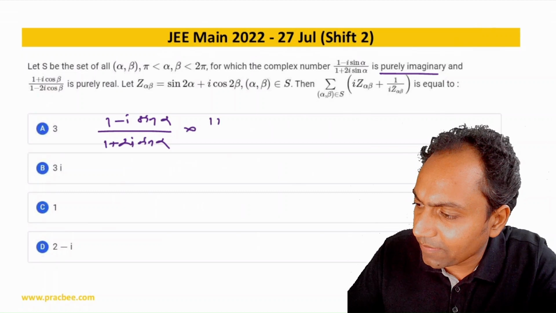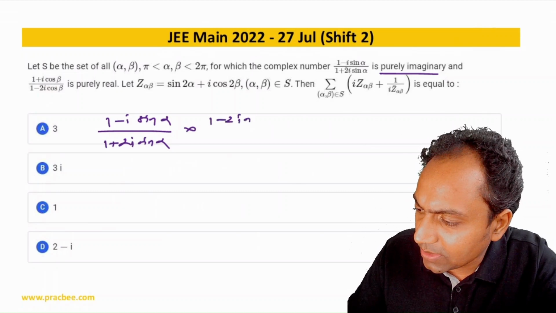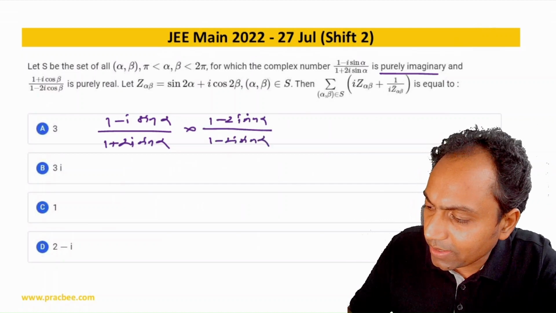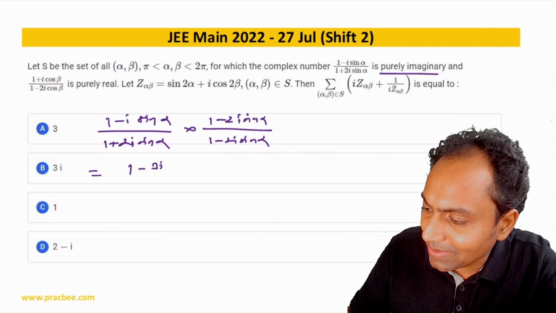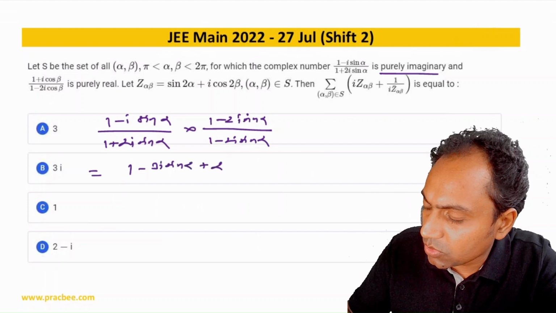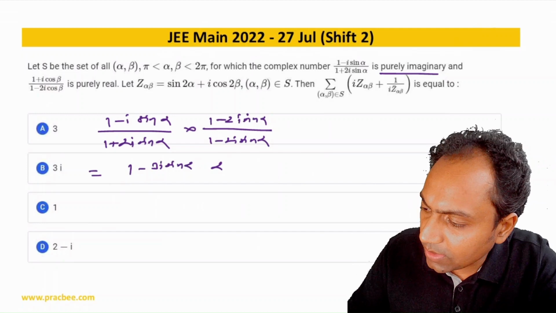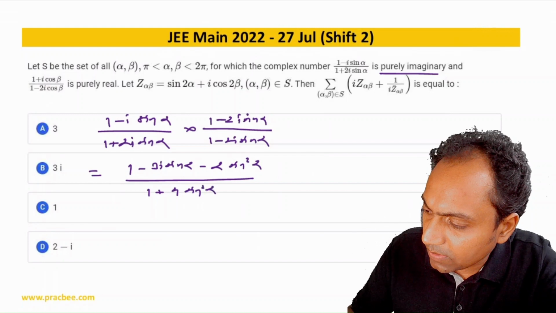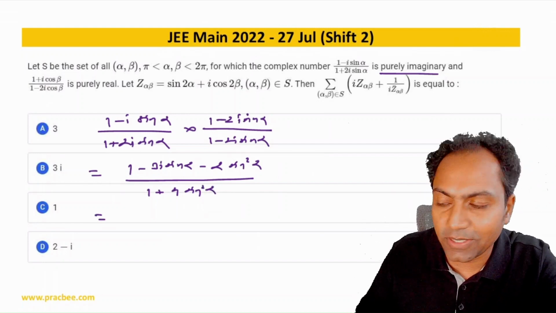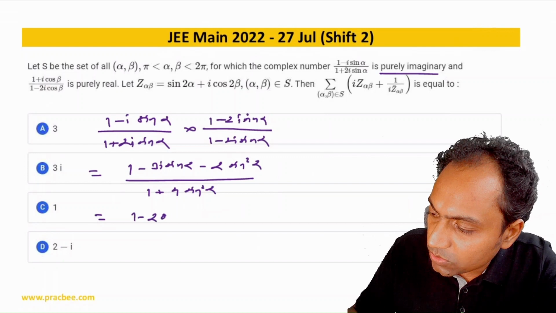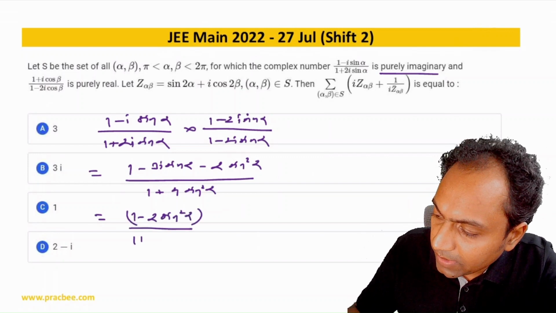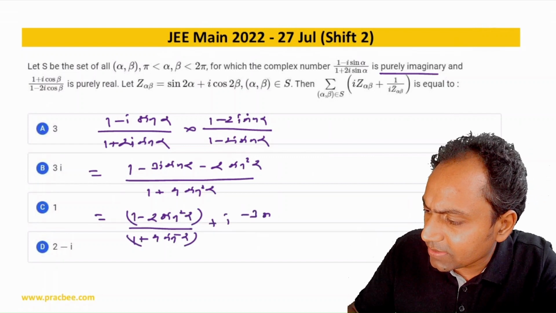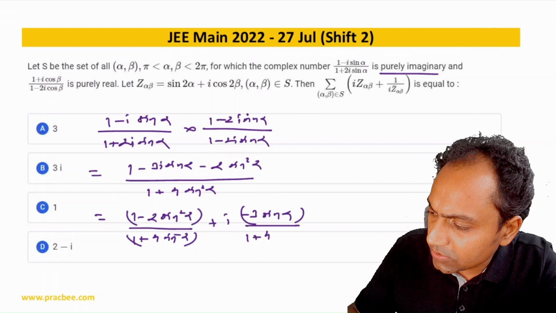So if I multiply and divide by its conjugate, that is 1 minus 2i sine alpha, what I get for the first complex number in the numerator is 1 minus 3i sine alpha minus 2 sine square alpha. And in the denominator, I'm going to get 1 plus 4 sine square alpha. So if I split it into real and imaginary parts, you can see that the real part is 1 minus 2 sine square alpha by 1 plus 4 sine square alpha. And then there is the imaginary part, minus 3 sine alpha by 1 plus 4 sine square alpha.